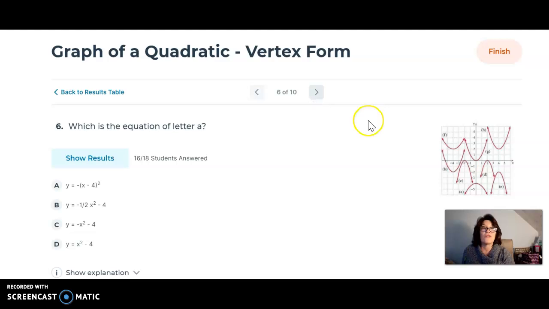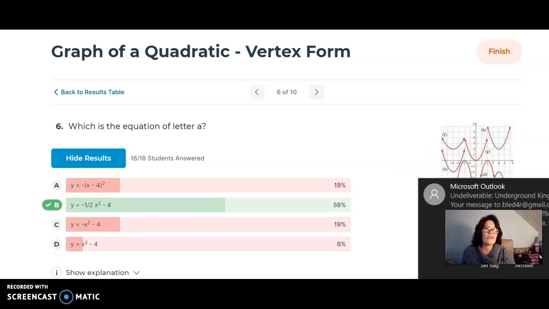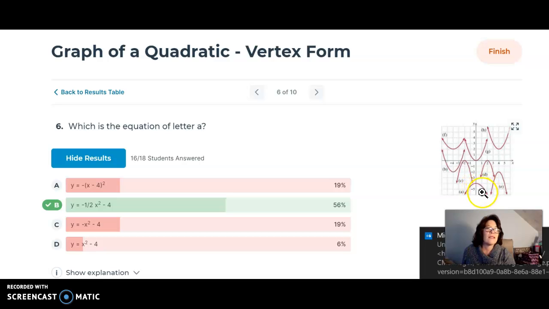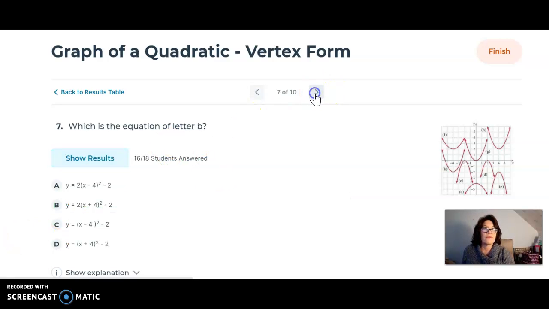Number 6, we wanted to look at letter A, which is upside down. That's our first one that's upside down. So I know there has to be a negative in front. Oh, they all have a negative. It's also shifted down 4. So it should be -x squared -4. Well, a couple of you put that. But then you had to realize, oh, wait, it is wider. 1 is on the graph. It's wider than the usual one. So that's why it was -1/2 x squared -4.